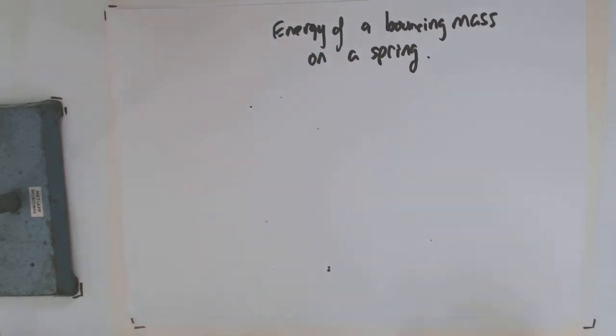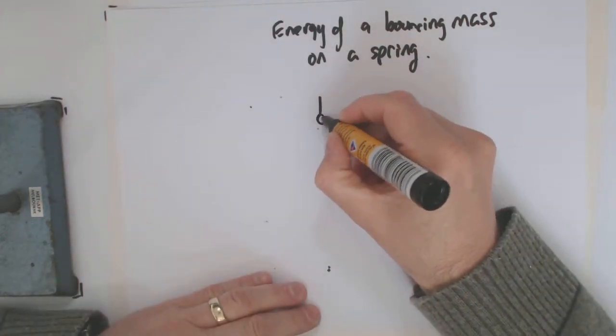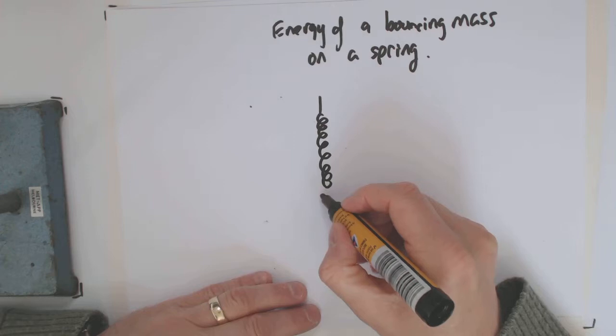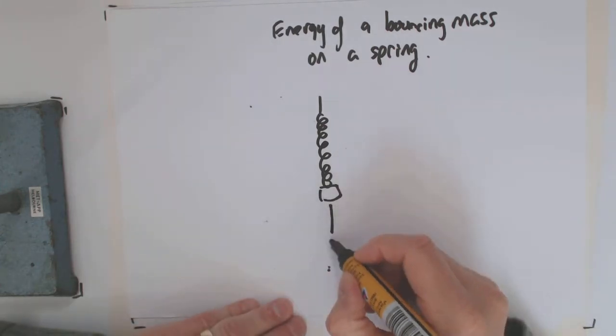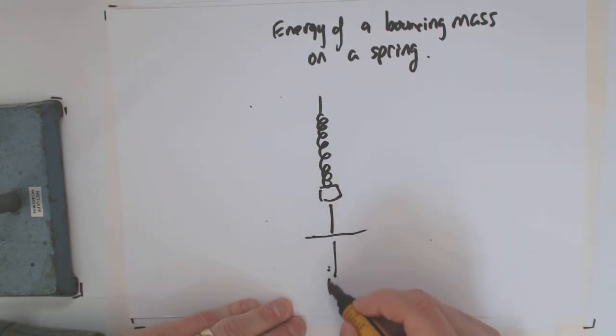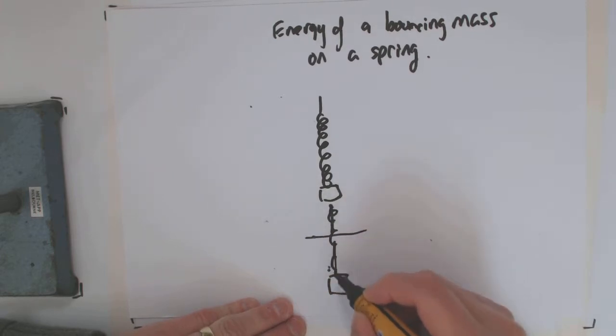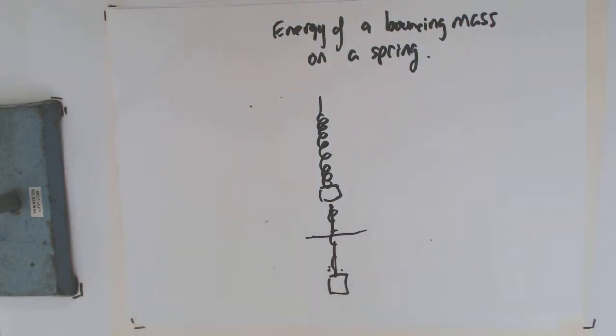Let's have a look at the energy of a mass bouncing on a spring. This gets a little bit tricky in year 13, but for now it's not too bad. So we've got our spring. Now, there's a couple of other things that we haven't really talked about, but we will.